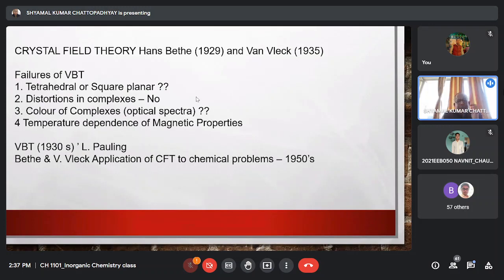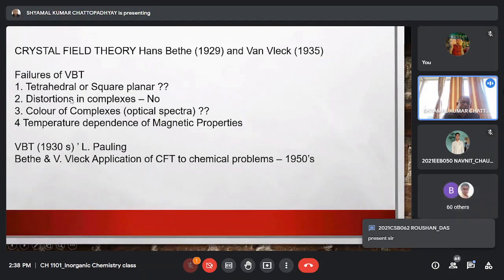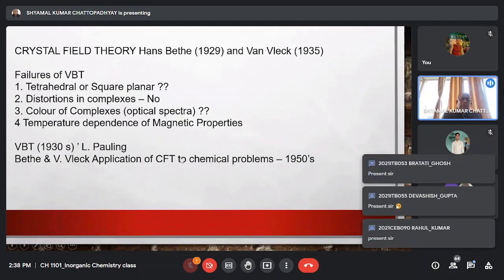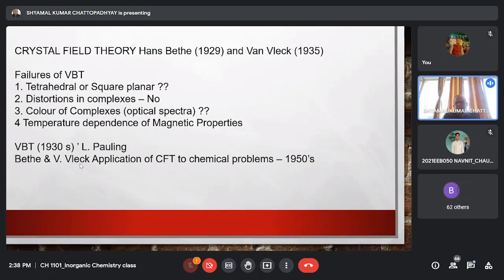So for all these different purposes, people searched for the alternative theory, and then the theory of Bethe, which was the crystal field theory, that gradually again attracted the attention. And in the 1950s, that means after 20 years of almost complete domination by the valency bond theory, gradually the crystal field theory was being applied to chemical problems, and it was initially led by Hans Bethe and Van Vleck, and later other scientists participated in the development of the crystal field theory.